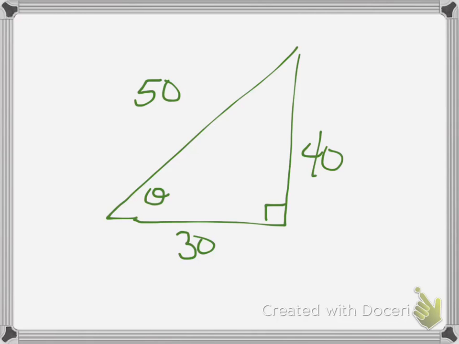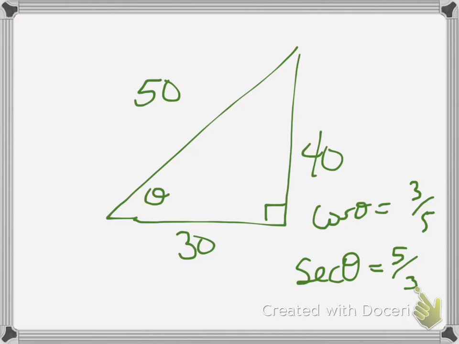If we remember secant is the reciprocal of cosine, then I can figure out the cosine of theta from this picture. Cosine is adjacent over hypotenuse, so that's 30 over 50, which reduces to 3/5. Then secant of theta is going to be 5/3, and secant squared theta is going to be 25/9. Now I have that other quantity that I need in order to solve the problem.